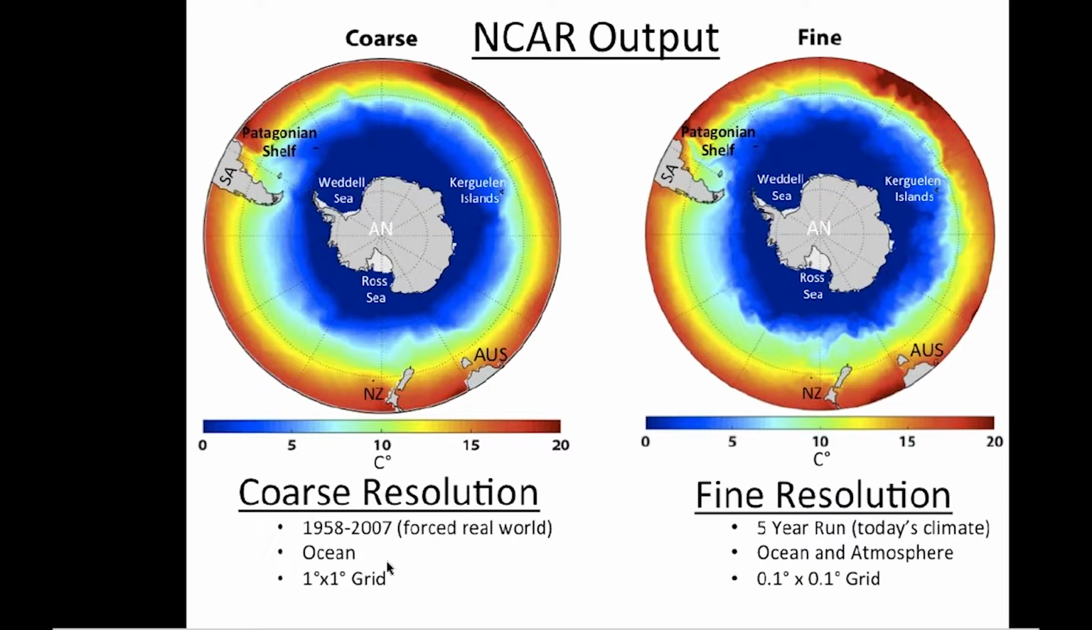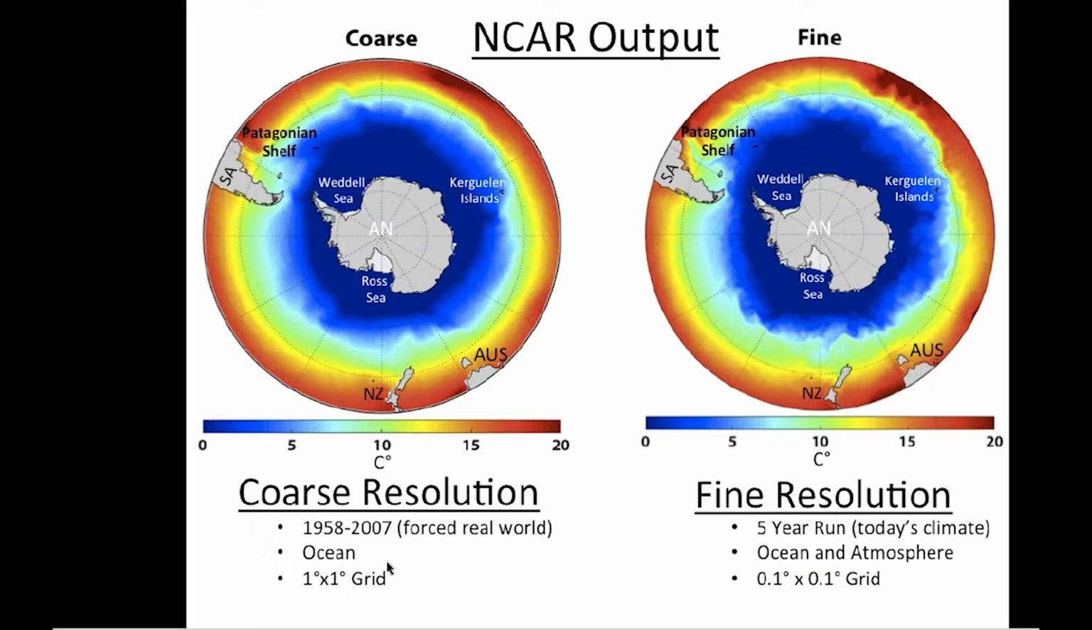The coarse resolution is a 49-year run with forced real-world data. What they did was take historical atmospheric measurements and force those measurements onto an oceanic model. This grid is a 1 by 1 degree grid. In the fine resolution, it's a 5-year run with today's climate being simulated, along with today's ocean being simulated. So essentially, our oceans and our atmospheres are communicating with each other. And this grid is at 0.1 by 0.1 degrees.